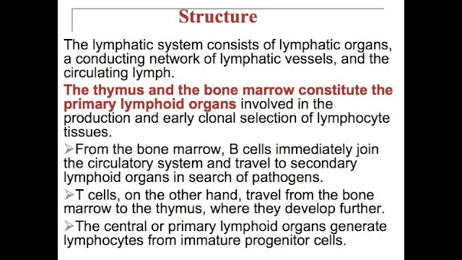Structure. The lymphatic system consists of lymphatic organs, a conducting network of lymphatic vessels, and the circulating lymph. The thymus and the bone marrow constitute the primary lymphoid organs involved in the production and early clonal selection of lymphocytic tissue. From the bone marrow, B cells immediately join the circulatory system and travel to secondary lymphoid organs in search of pathogens. T cells, on the other hand, travel from the bone marrow to the thymus, where they develop further. The central or primary lymphoid organs generate lymphocytes from immature progenitor cells.